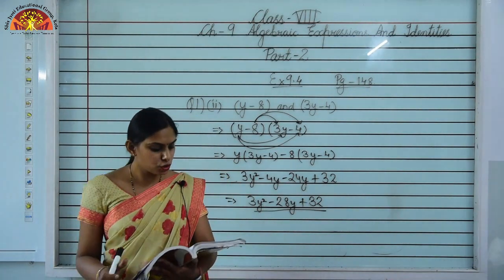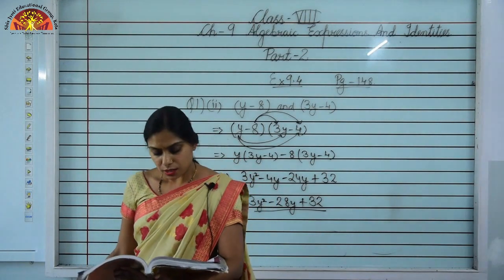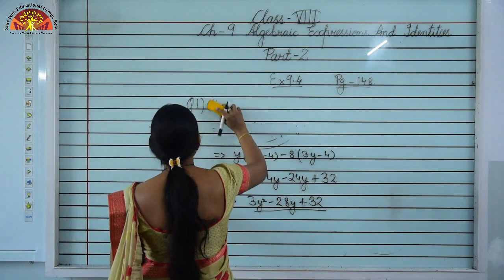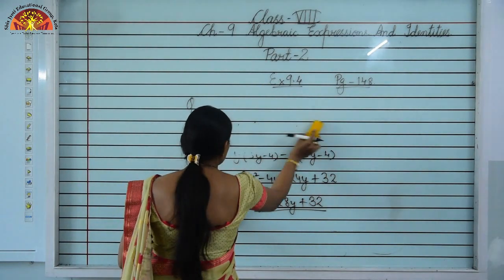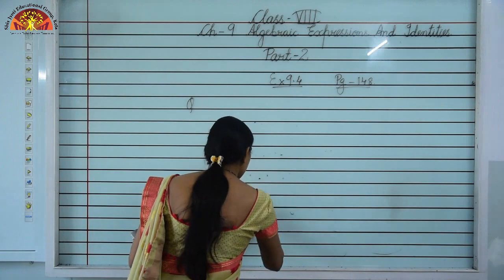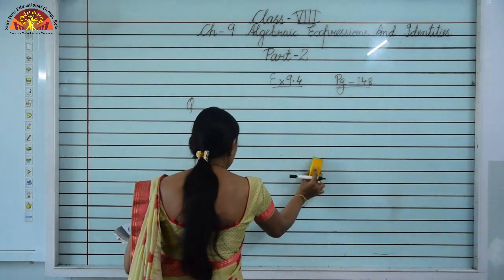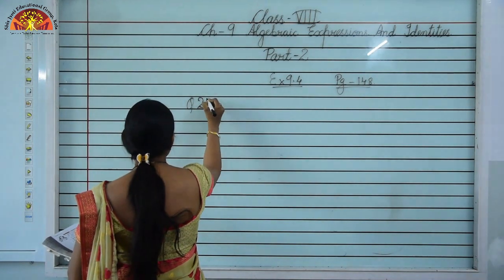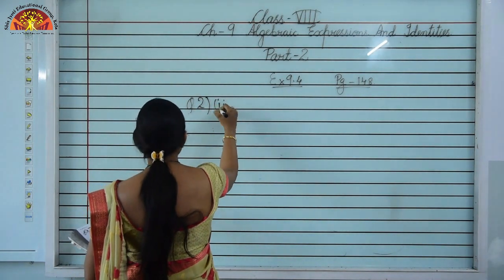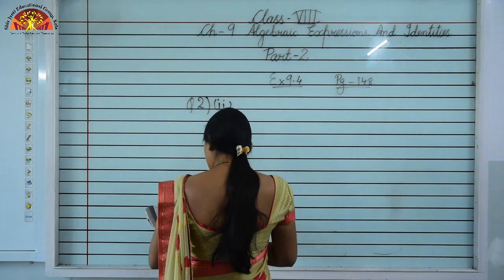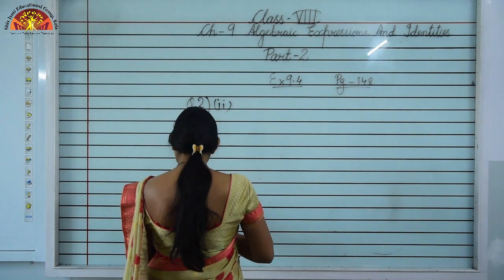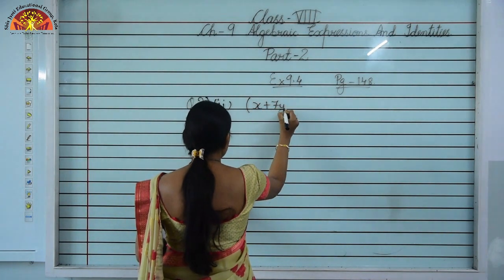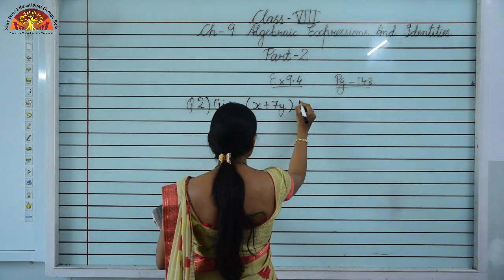Now move to the next question, that is question number 2, find the product. We will solve question 2, second part. Just go through the question well. Now what is given? That is x plus 7y into 7x minus y.